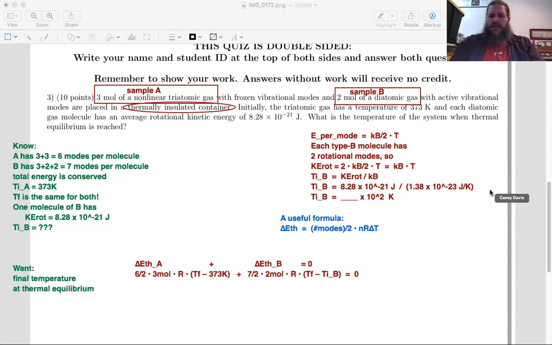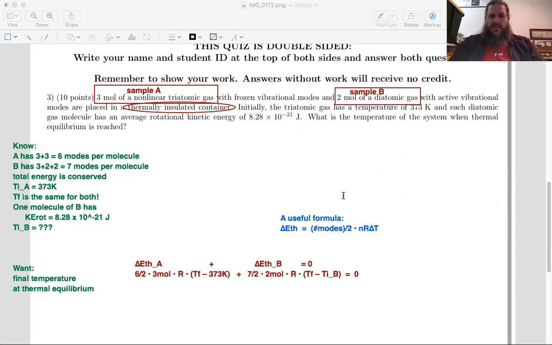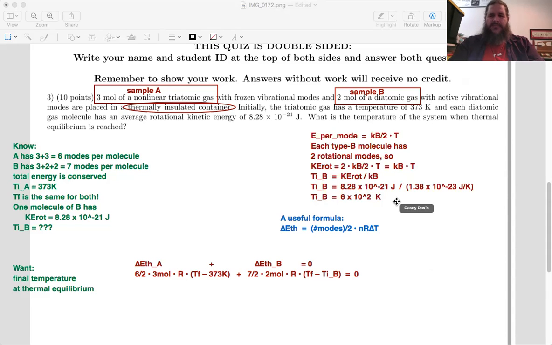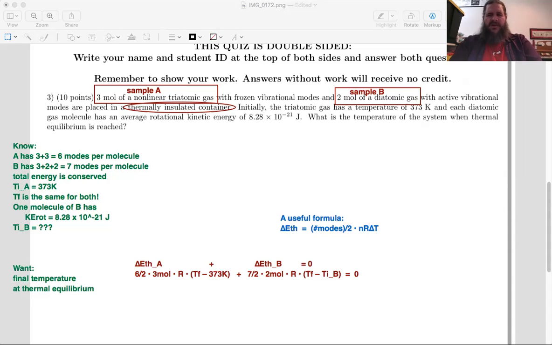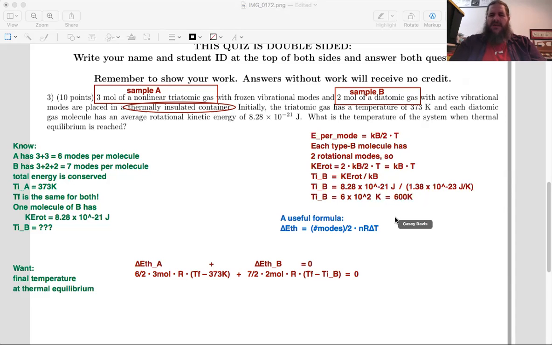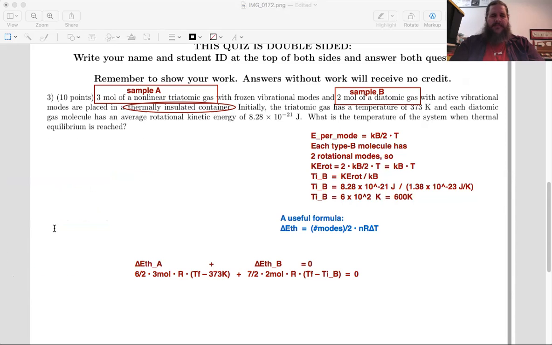And all that's left is 8.28 divided by 1.38. I'm not noticing any immediate simplifications there, so time for a calculator. 8.28 divided by 1.38. Oh, that happens to be exactly 6. So 6 times 10 squared. In other words, 600 Kelvin. So that information does indirectly give us the initial temperature of B. The problem didn't directly tell us the initial temperature, but it gave us enough information about the molecular behavior that we can connect that to the actual initial temperature.